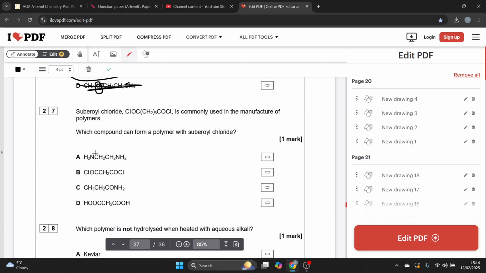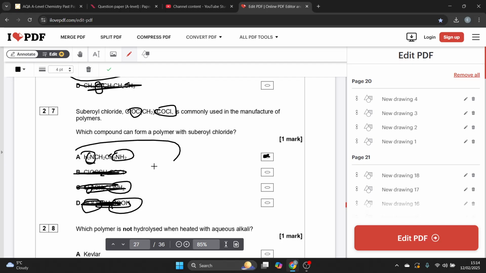Question 27, suberoyl chloride, ClOC, bracket CH2 6 COCl, is commonly used in the manufacture of polymers. Which compound can form a polymer with suberoyl chloride? It's going to be A, the one with the two NH2 groups, right? It's definitely not going to be B because that's already got that. Why would I react with that? C, no, I've only got one. I need two. D could, I could see most students falling for that instead of A, because of two carboxylic acid groups, but no, it's going to be two NH2 groups. So yeah, that will form a polymer.